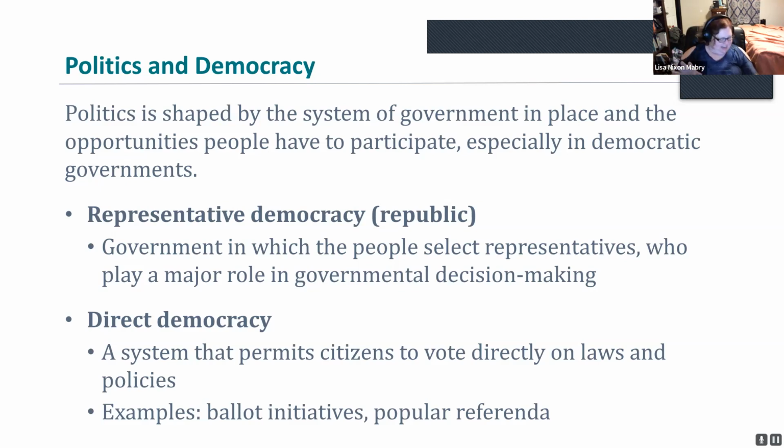And then we also have a direct democracy. Anybody confused yet? A direct democracy is a system that permits citizens to vote directly on laws and policies, which we have that get put on our ballot. They're called initiatives or referendums, and we actually do get those. Now, not every little thing gets put forward to the people, but if there's a big change on a tax, property tax, school tax, whatever, that is usually put on a ballot.